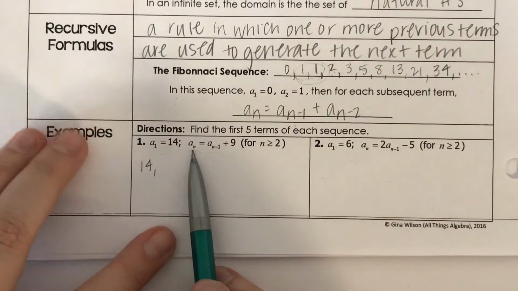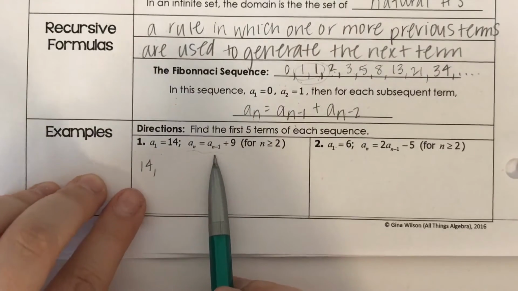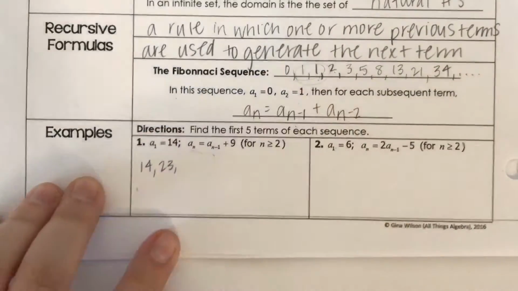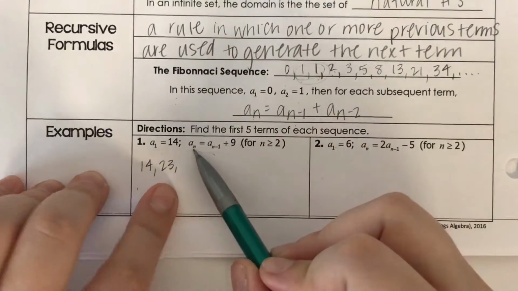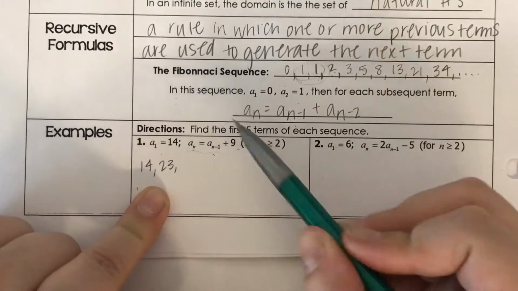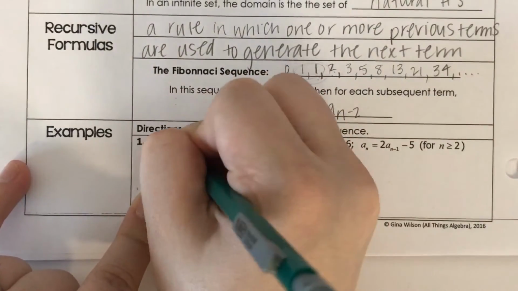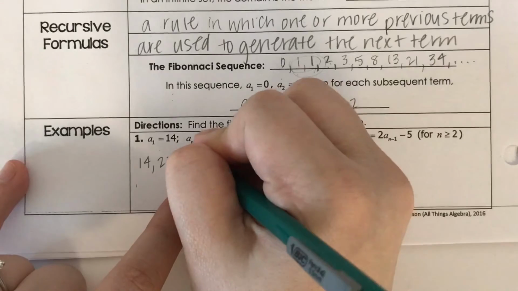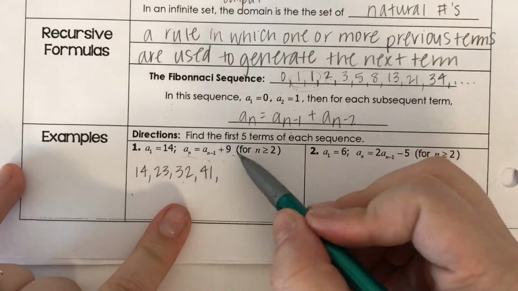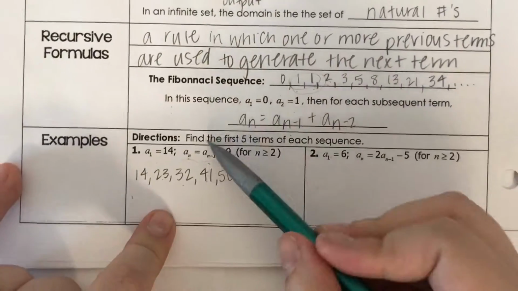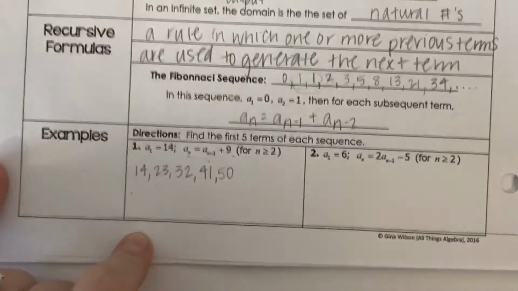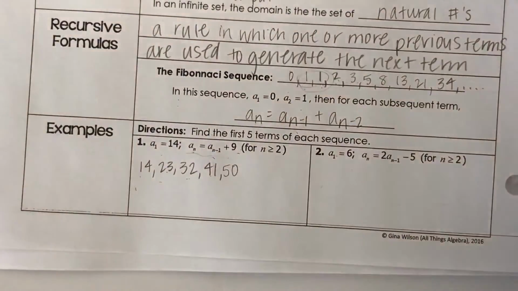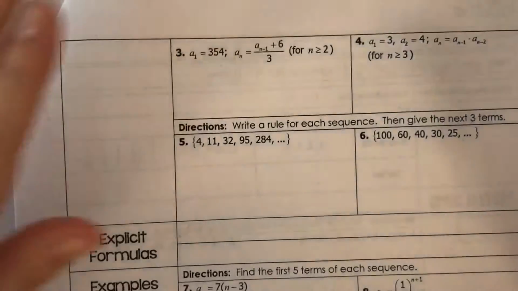This is telling us that if I want to find the second term, I need to take the first term and add 9 to it. So 14 plus 9 is 23. Now if I want to find the third term, I take the second term and add 9 to it. So 23 plus 9 is 32. Okay, so there's a pattern here. 32 plus 9 is 41. And 41 plus 9 is 50. Look at that. We found the first 5 terms: 1, 2, 3, 4, 5. Easy peasy. Okay, so now we're going to go on to the next page and do some more examples.